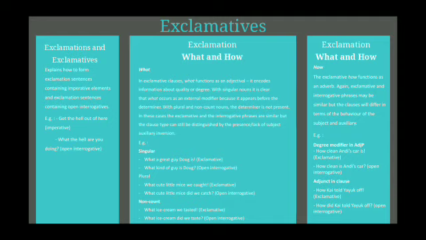And then how. The exclamative how functions as an adverb. Again, exclamative and interrogative phrases may be similar, but the clauses will differ in terms of the behavior of the subject and auxiliary. For example, degree modifier in an adjective phrase: how clean Andy's car is. How clean is Andy's car? Adjunct in clause: how Kai told you off. How did Kai tell you off?